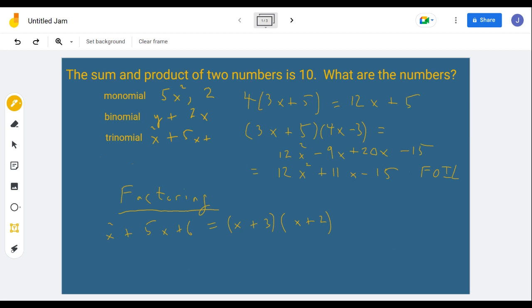Well, certainly we can try 5 and 5. It adds to 10, but 5 times 5 is 25. That's too high. We could try 1 times 9. 9 plus 1 is 10, and that's closer to the answer, but it's not quite the answer.